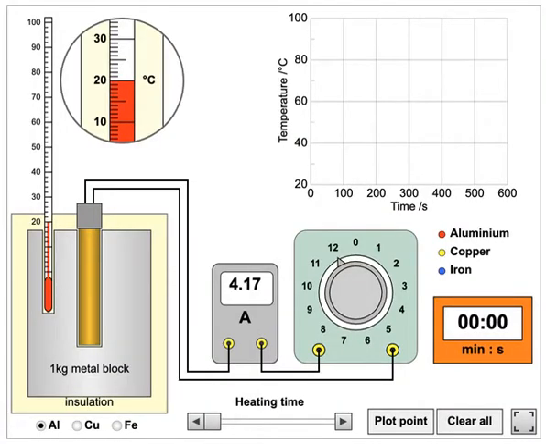Hiya, it's Mr. Baker here with another physics video, and today we're going to be doing the practical for specific heat capacity. Okay, so we're going to be using Focus e-learning to have a look at the specific heat capacity practical.